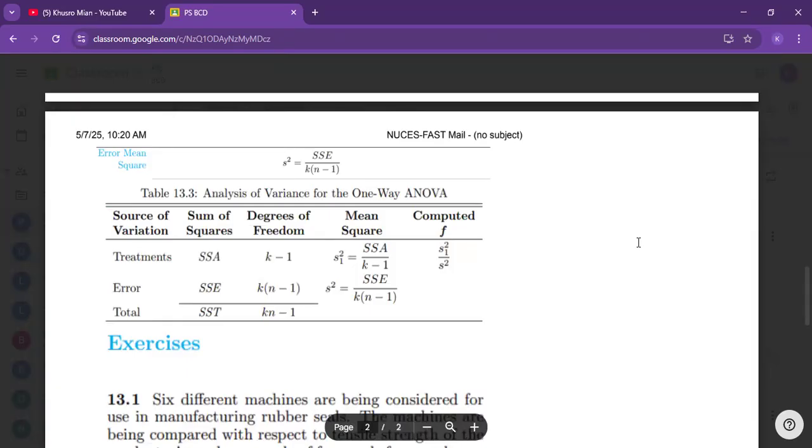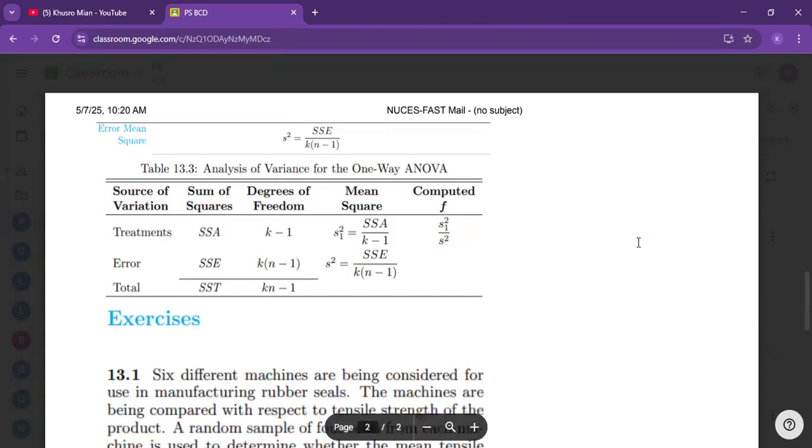This is table 13.3, analysis of variance for one-way ANOVA. First column, source of variation: treatment, error, total. Sum of squares: SSA, SSE, SST. Degrees of freedom: k minus 1, k times (n minus 1), kn minus 1. Mean square: S1 square, S square. Computed F: S1 square divided by S square.